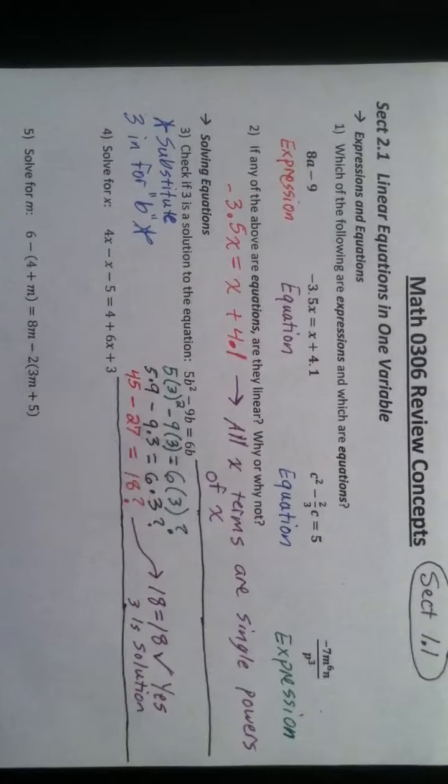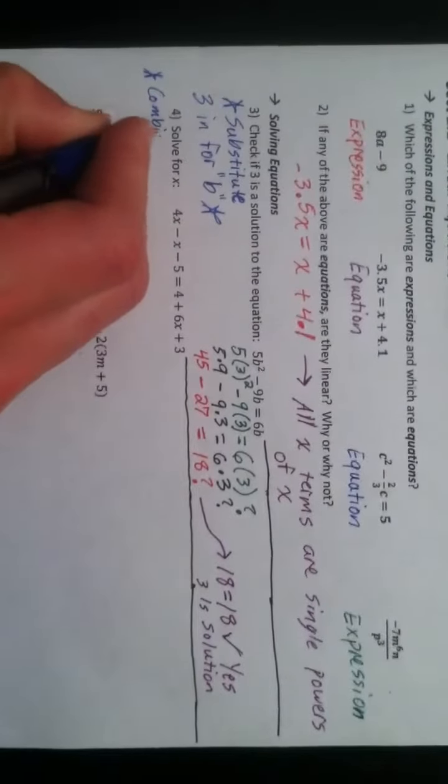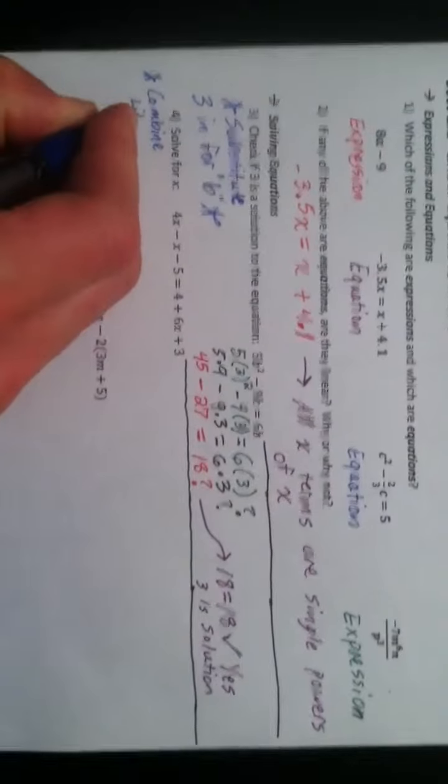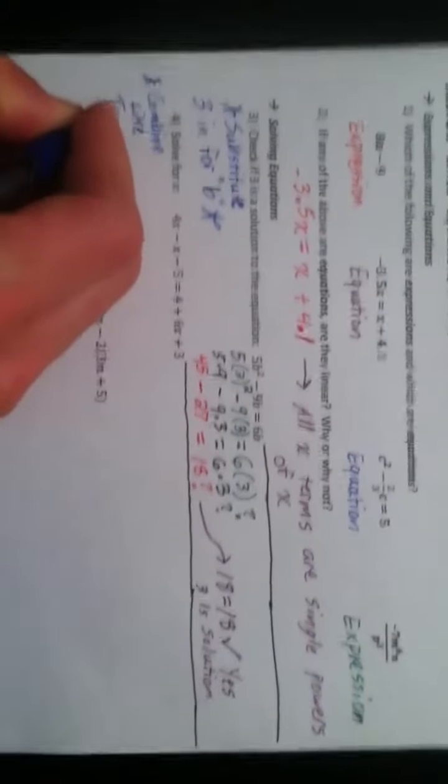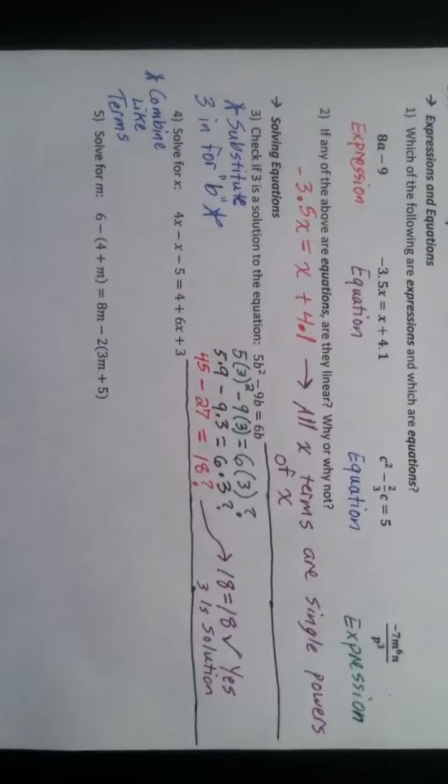So to start a problem like number 4, we'd want to first combine any like terms on both sides, on the left-hand and on the right-hand side. So let's start with that. Combine like terms. We can clean this problem up a little bit. We have 4x minus x minus 5 on the left, and 4 plus 6x plus 3 on the right-hand side.